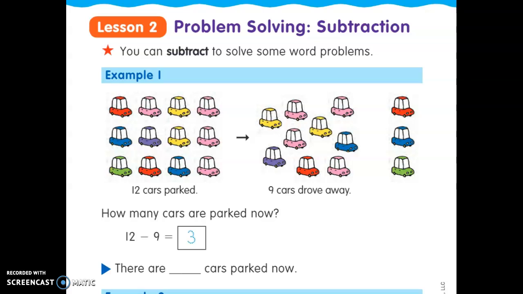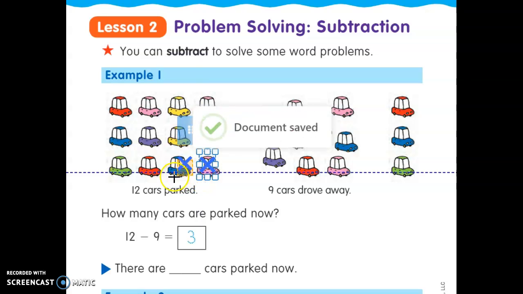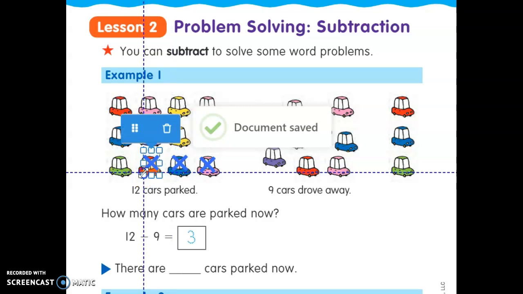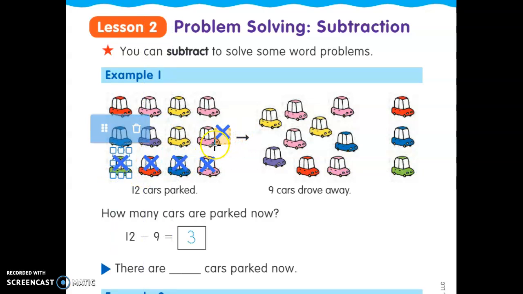Example 1 says that there are 12 cars parked, and we can see that there's 12 cars parked and 9 cars drive away. So we want to know how many cars are left. One way I can do this is by X-ing them out the way we have in class. So I would put 9 X's to show that 9 cars have driven away.